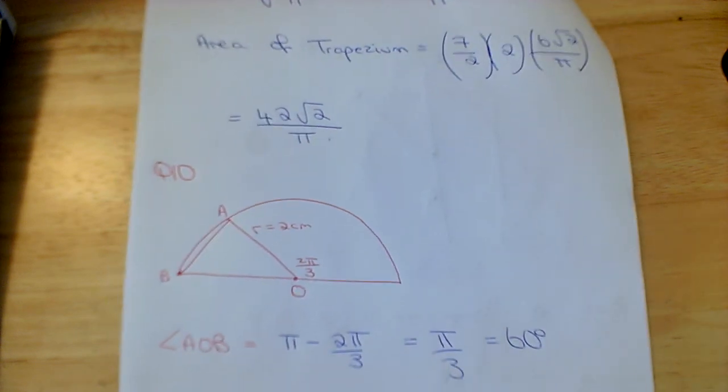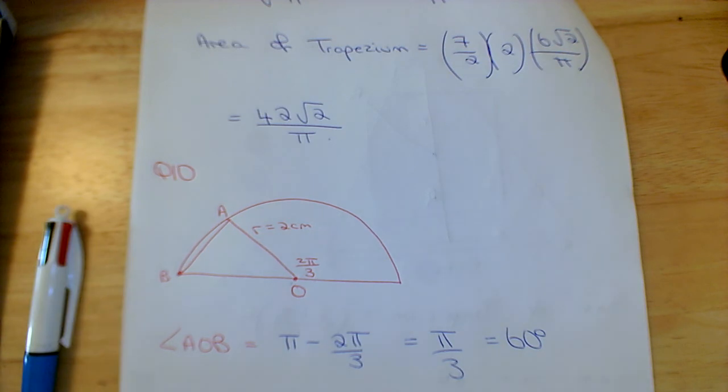Question 10 says the shaded portion of the semicircle is to be cut from a large sheet of metal. Write down, in radians, the measure of the angle AOB. Find the exact length of the perimeter of the shaded portion. Find the area of the shaded portion, and hence find the area of the non-shaded segment.